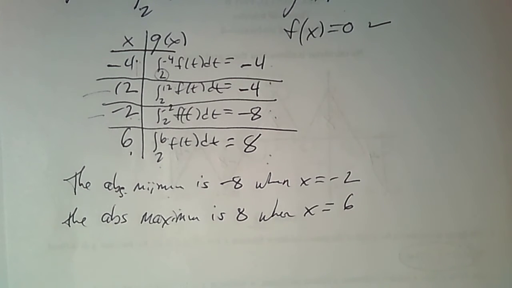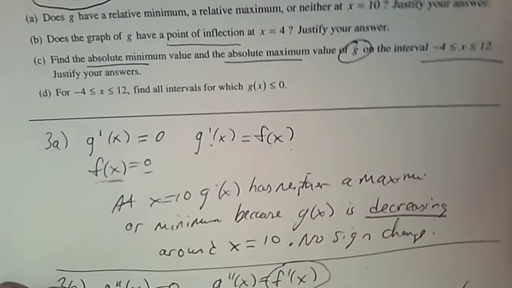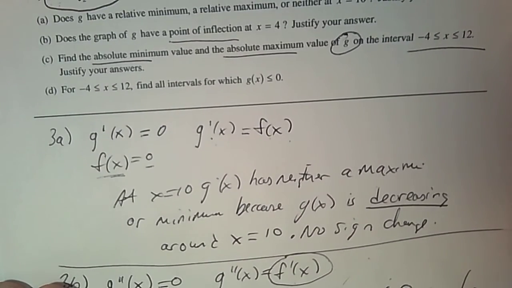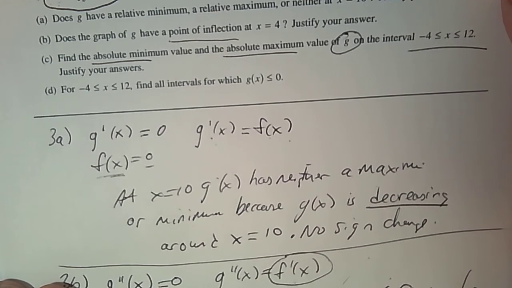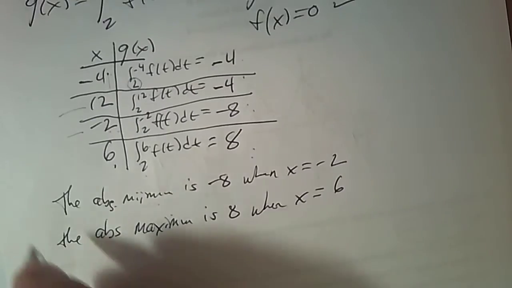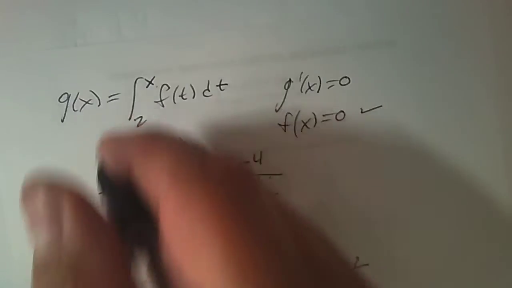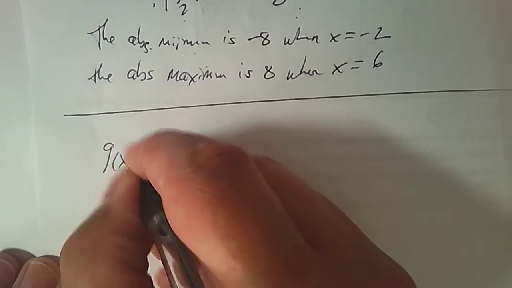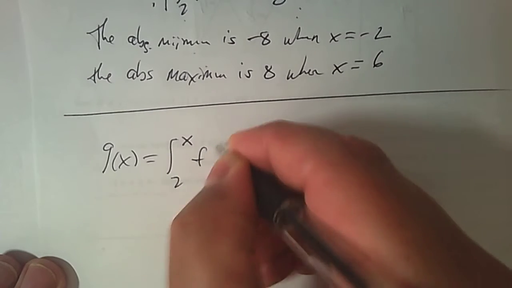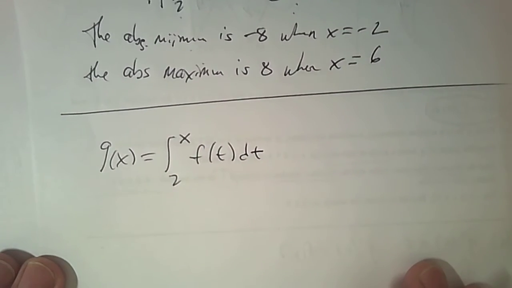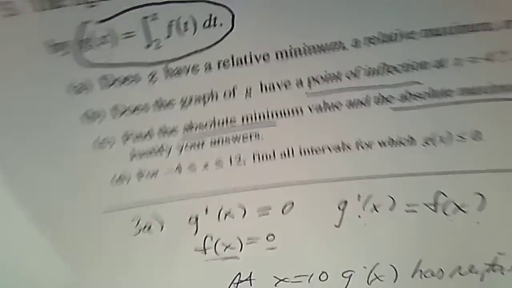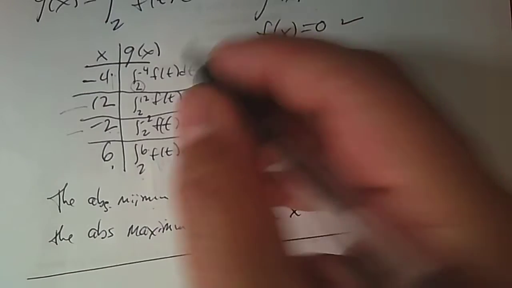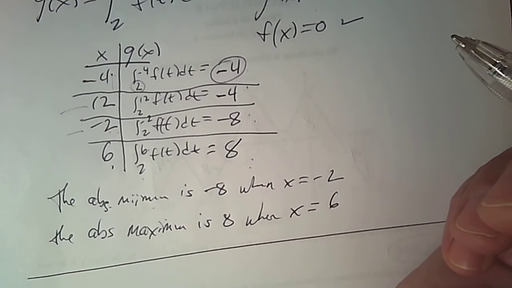All right, last one. D. For negative 4 to 12, that means the whole thing, can you find all intervals in which g is less than 0? So we're going to remind ourselves again that this is how g at x is defined, the integration from 2 to x of t dt. So it's good to know what value, first of all, it starts with. So we're looking for less than 0, which means where it's negative value. So g starts off as a negative answer at negative 4.